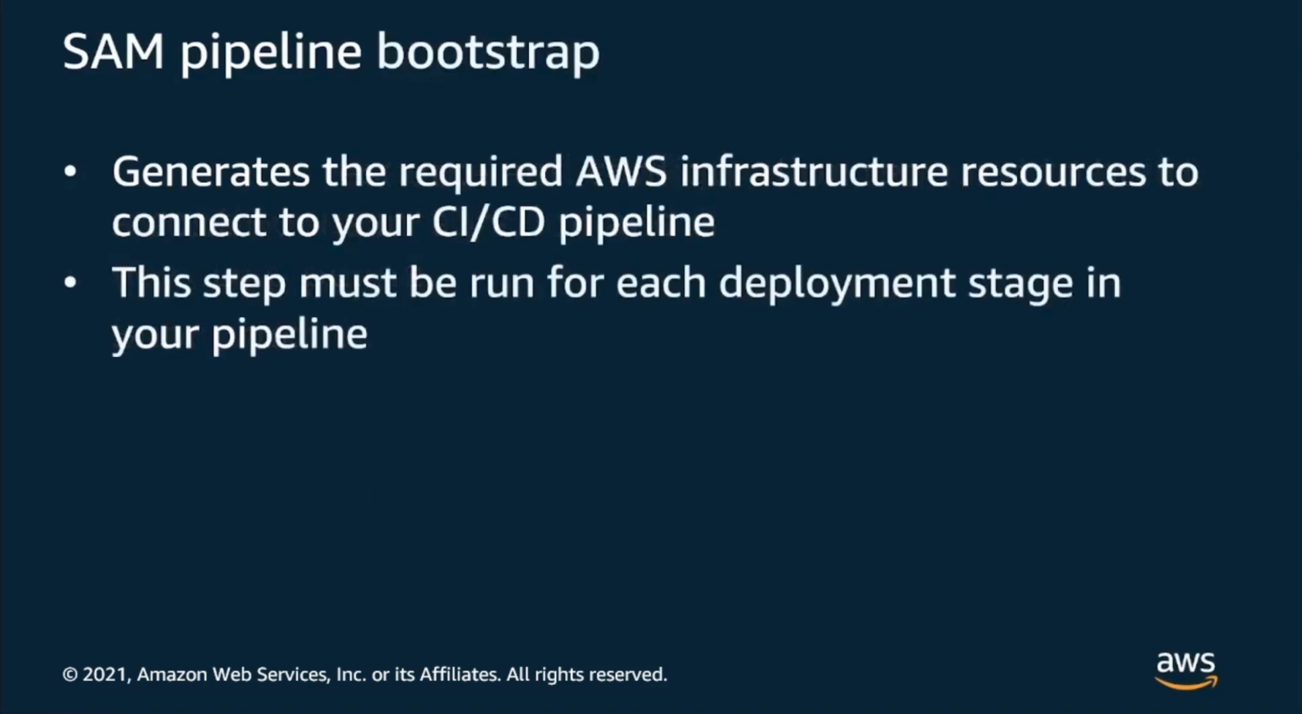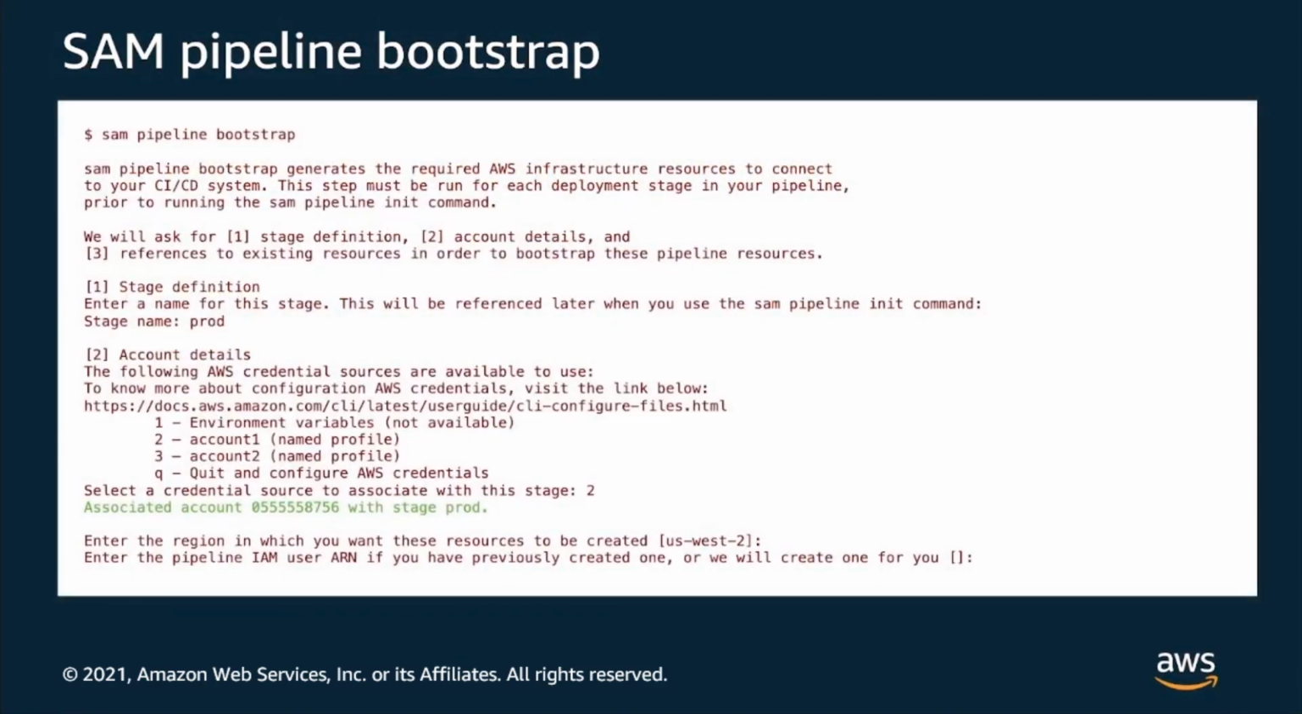Now, how this works is the first thing you do is run SAM Pipeline Bootstrap. This is going to generate the required AWS infrastructure for one stage. And for each stage, so let's say you're going to do a two-stage deployment, beta and production, you run SAM Pipeline Bootstrap again, and it'll go through a configuration. And here's what that looks like.